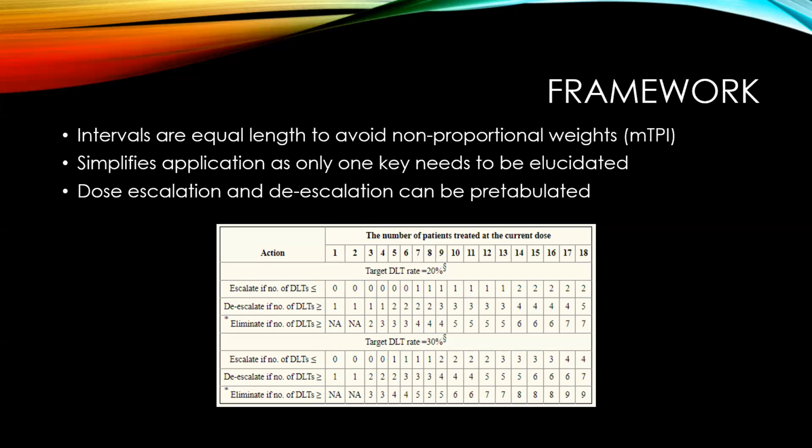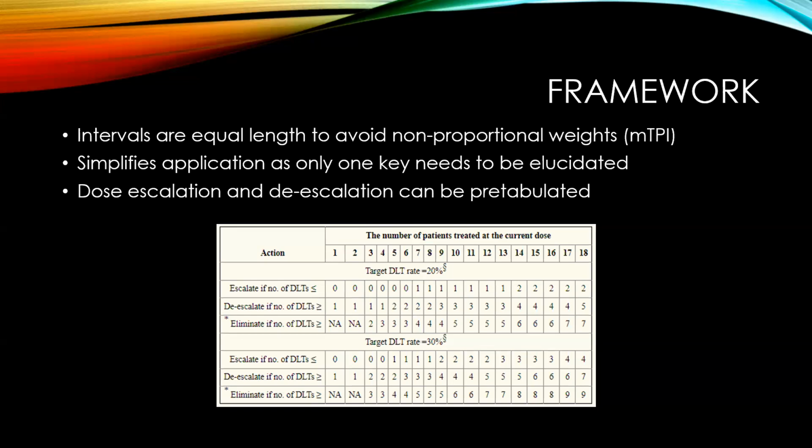So as you can see, say we have 3 patients. If there's no DLTs, we're going to escalate. Or if there's 1 DLT, we'll de-escalate in the case of target toxicity of 20%. Whereas if we go to 30%, we're going to de-escalate if there's 2 patients that had a DLT.